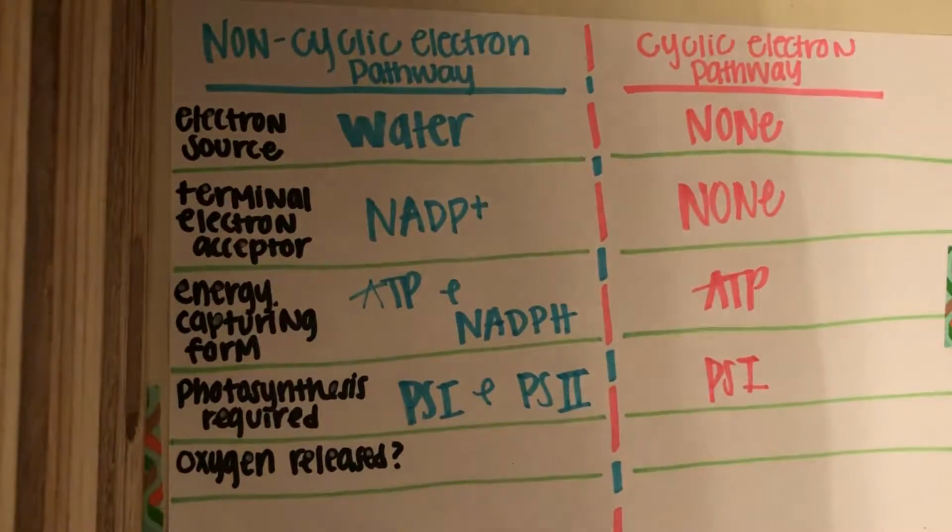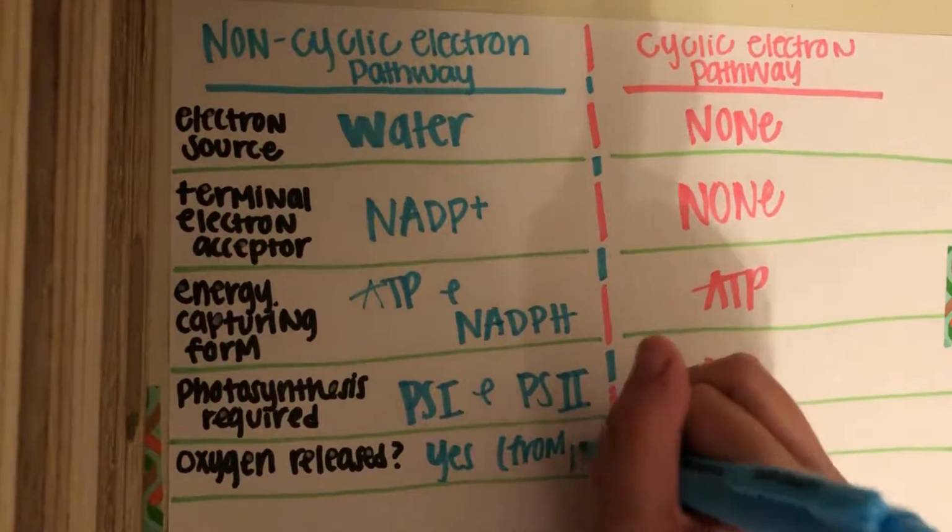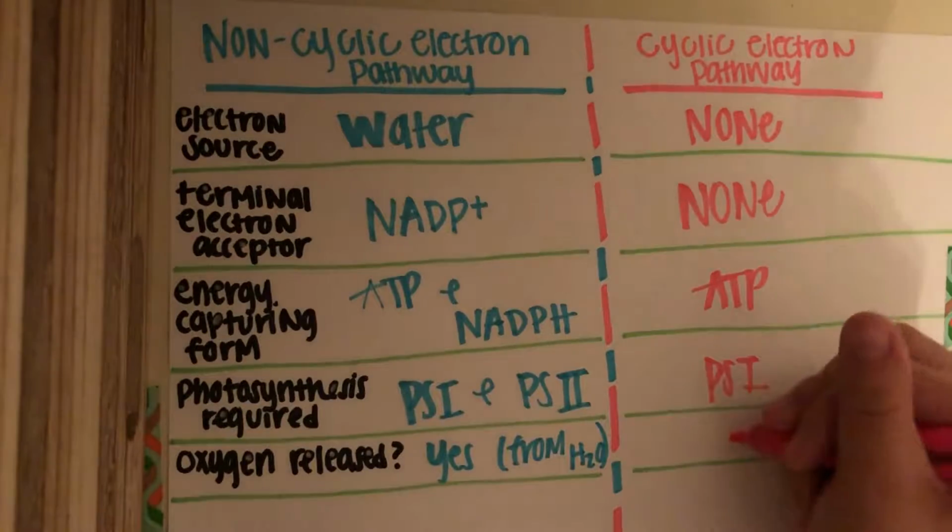And in the fifth one, it poses the question of whether oxygen is released. In non-cyclic, it is, from H2O, and cyclic does not.